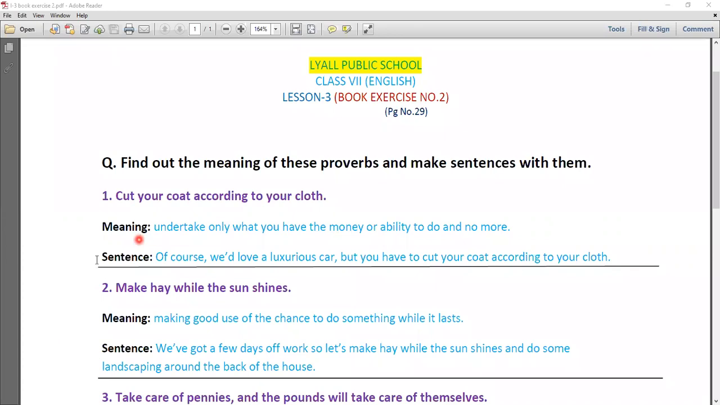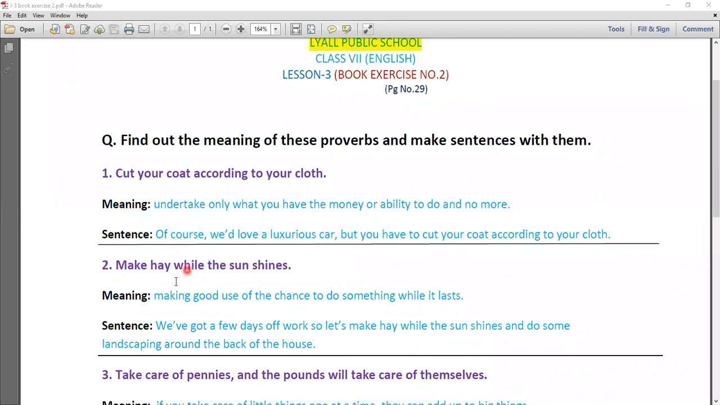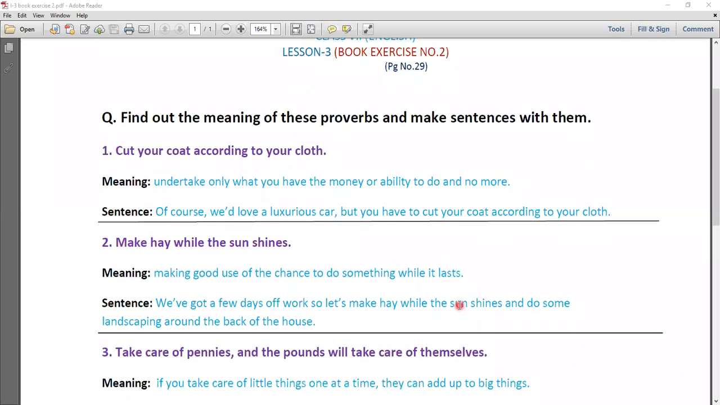Okay, the second is: make hay while the sun shines. Hay here means grass. The meaning is making good use of the chance to do something while it lasts. ओके यानी अच्छा यूज करो जब तक ये खत्म ना हो जाए, तब तक हर चीज का हमें यूटिलाइज करना है, अच्छा यूज करना है.